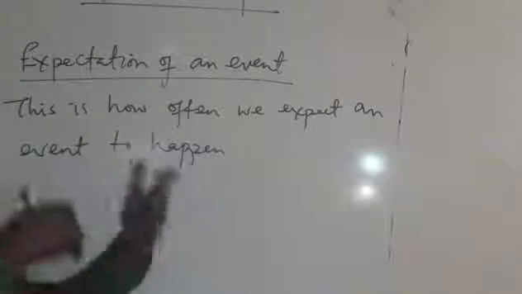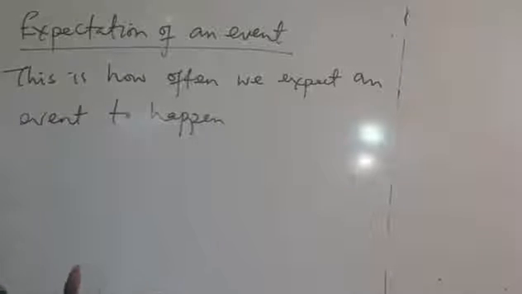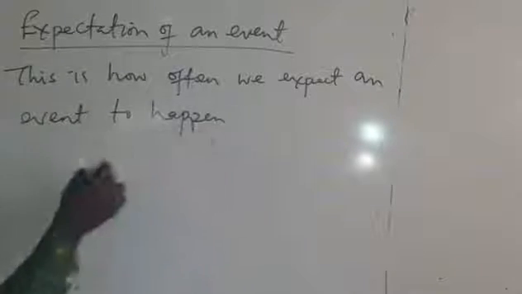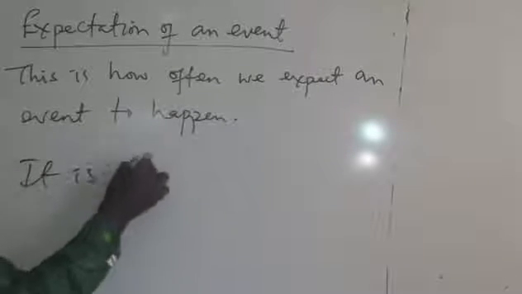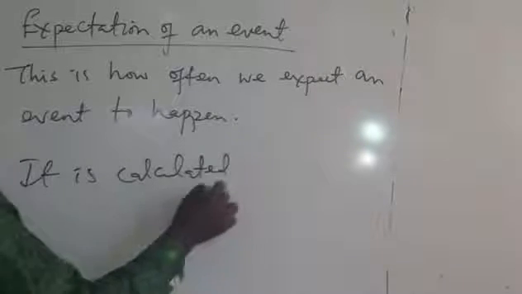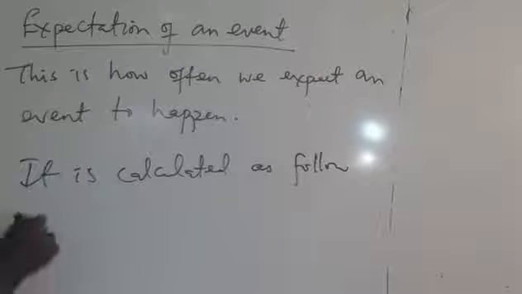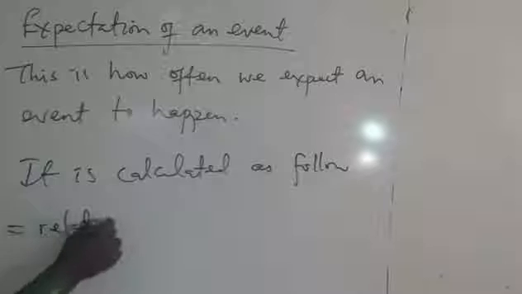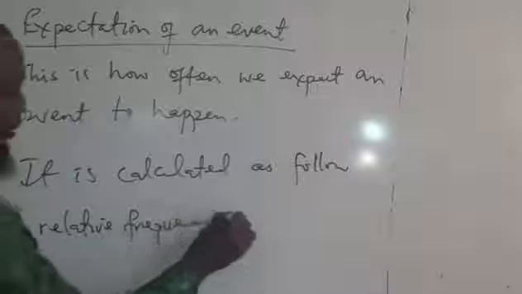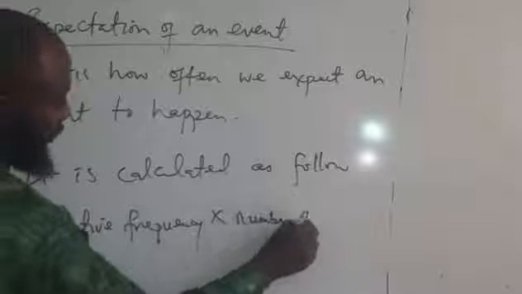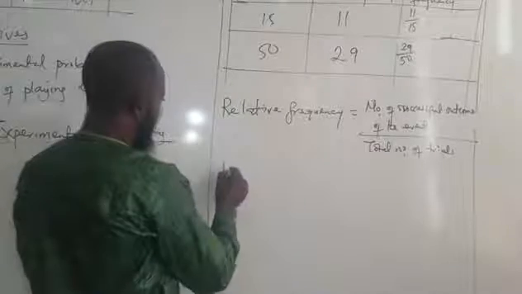We want to use this to predict what will happen to an event in the nearest future. So what do we expect it to be? That's what we want to look at here. This is usually calculated as follows: the relative frequency of that event multiplied by the number of trials.